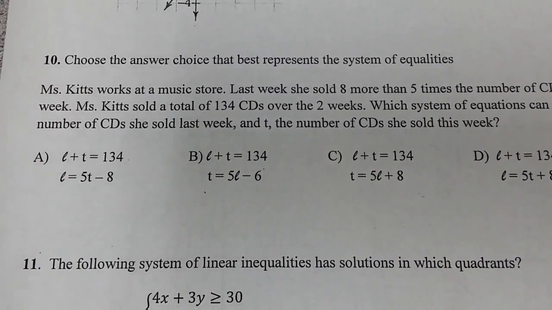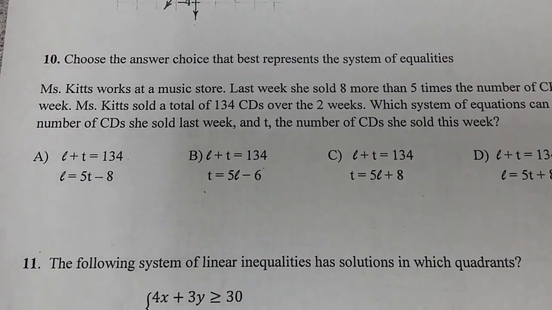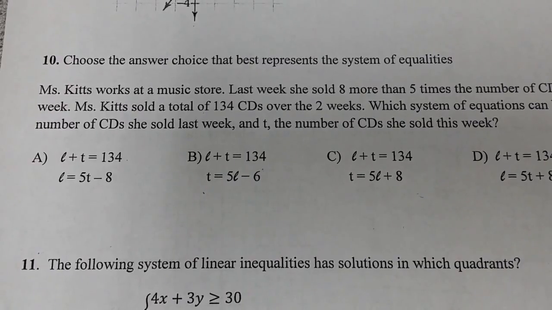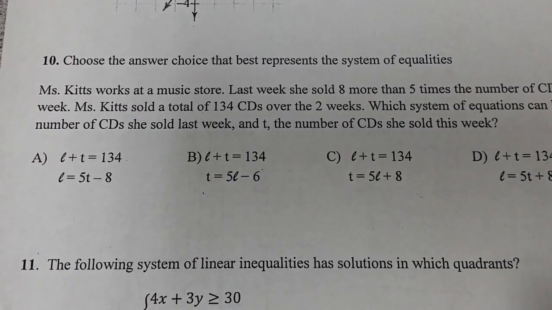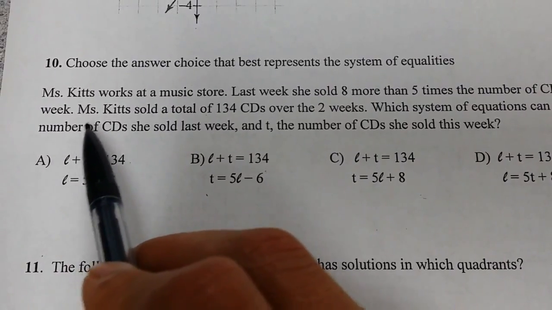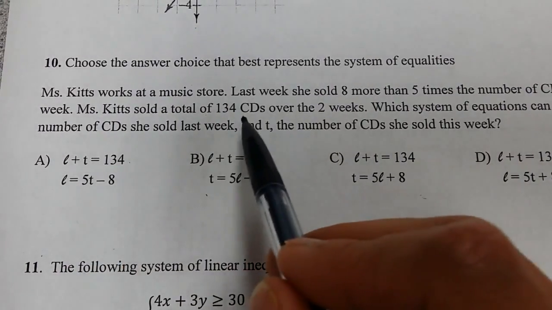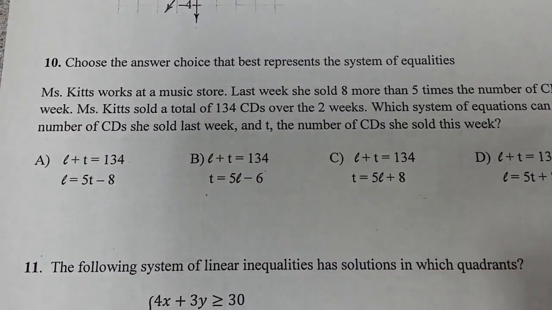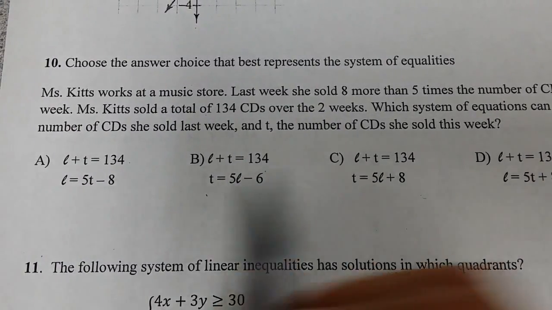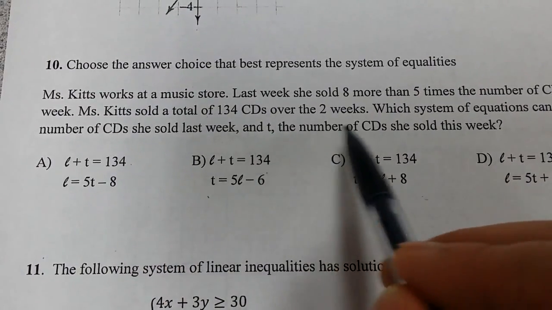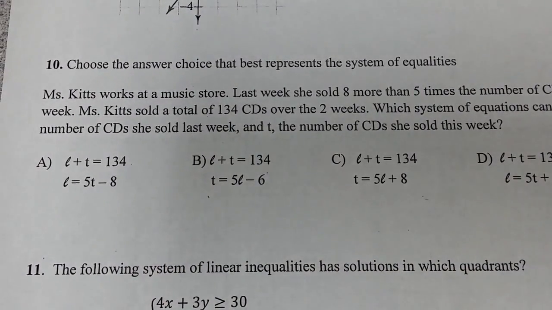So for number 10, it says Miss Kit worked at a music store. Last week she sold 8 more than 5 times the number of CDs that she sold this week. Miss Kit sold a total of 134 CDs over 2 weeks. Which system of equations can be used to find L, the number of CDs sold last week, and T, the number of CDs sold this week?